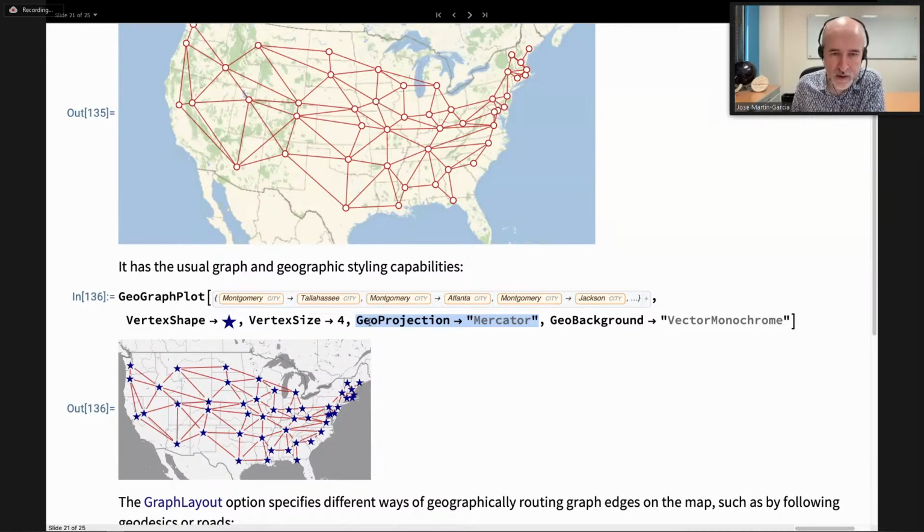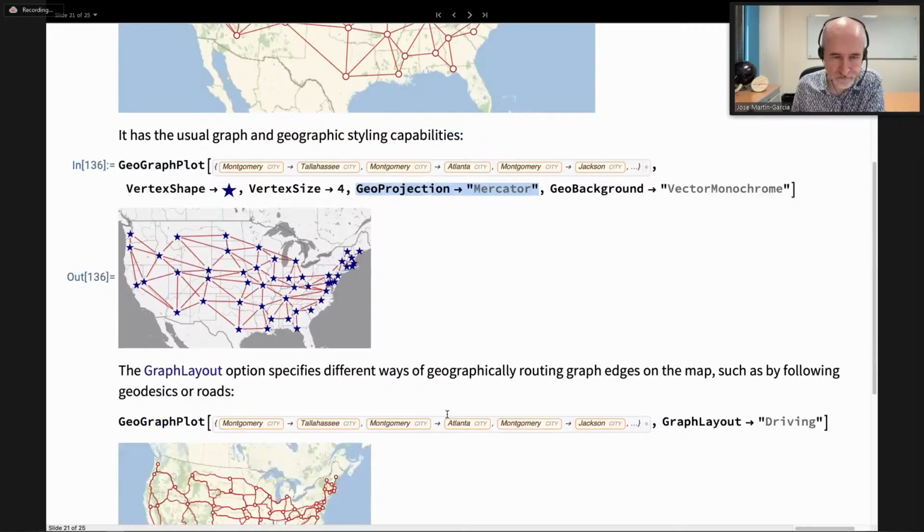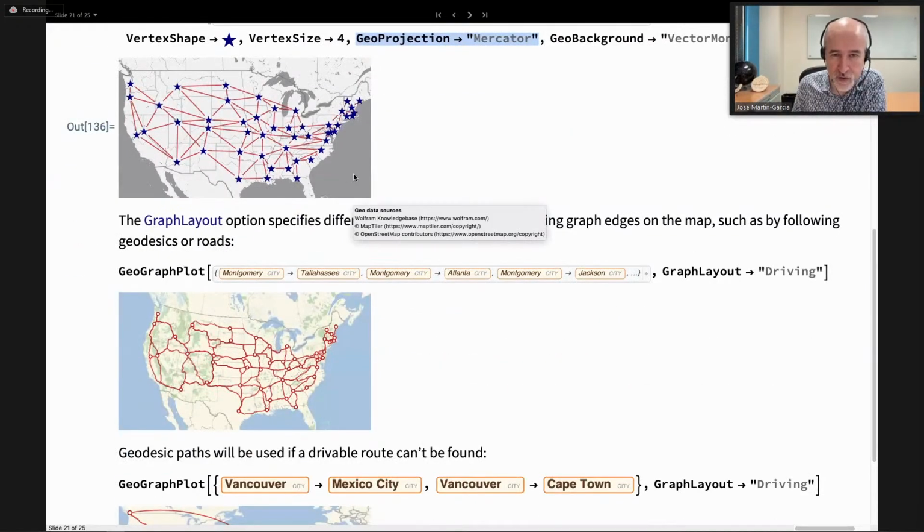So you can control how the map is going to be looking. Oh, another thing I haven't mentioned, all the maps in Wolfram language have this tooltip at the bottom, reporting the sources of the data, right? So in this case, it will be MapTiler. That's where we get the vector data, OpenStreetMap for various other sources of data, and of course, always the Wolfram knowledge base, where we get all the information about the entities.